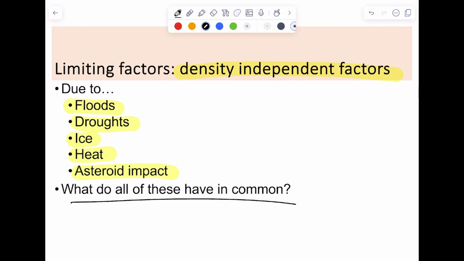What's in common with all these? We call these natural disasters. And how do you stop a natural disaster? You don't, because it's natural. And oh no, it's a disaster.